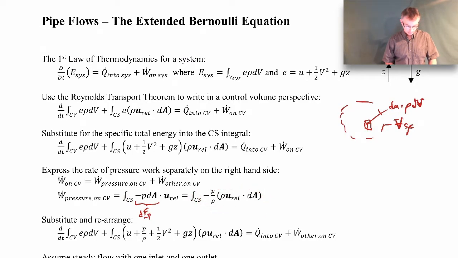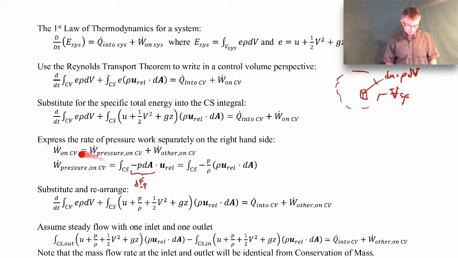I just wanted to multiply by a density and divide by a density because I want this term to look like this term. So then the next step is to substitute in this rate of pressure work term into my first law equation and then bring this pressure term over to the left-hand side. So now you can see the rate of pressure work has been incorporated into this control surface integral. And then over here we have the rate of other work. So this would be due to electrical effects, rotating shafts, spring work, things like that.